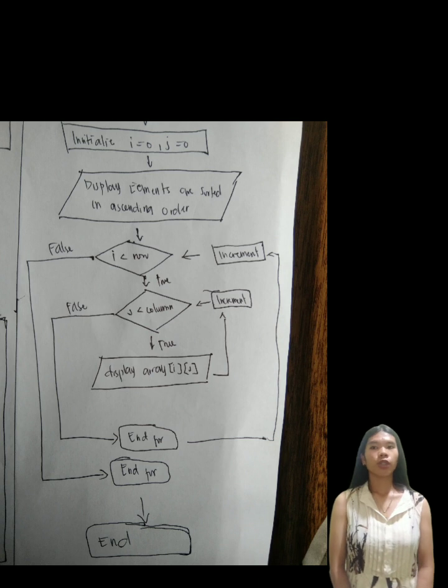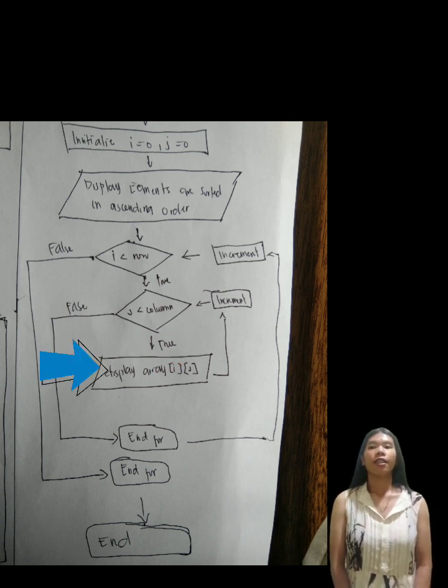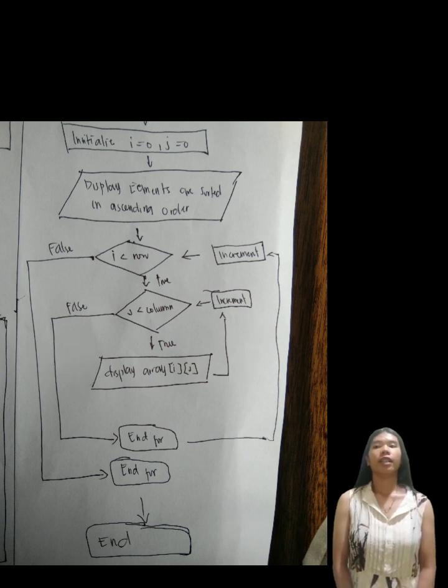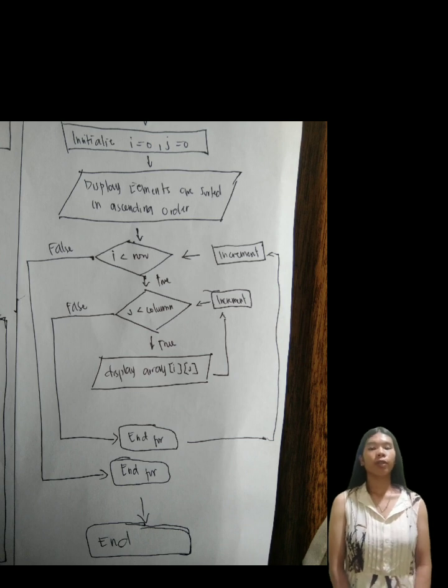But if the condition is true, the program proceeds to display array i and j. Then proceed to the increment j++ until the loop ends. And that is the end of the flowchart.